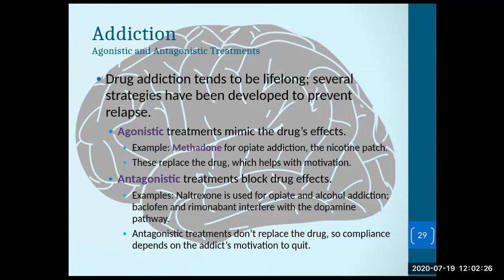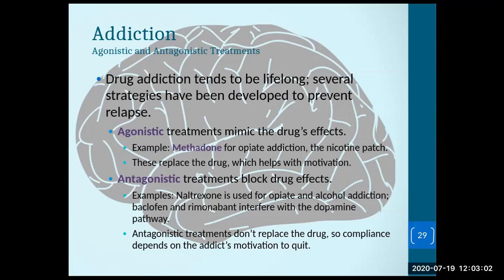Antagonistic treatments are the ones that are the opposite. They block the drug's effects. So naltrexone is used for opiate and sometimes for alcohol addiction, like Antabuse. Other medicines like baclofen and rimonabant interfere with the dopamine pathway. Rimonabant specifically is used as an antagonistic treatment for cocaine addiction. Remember that cocaine has to do with the dopamine pathway, increasing dopamine, not just the mesolimbic pathway, but the regular dopamine pathway all around the brain.